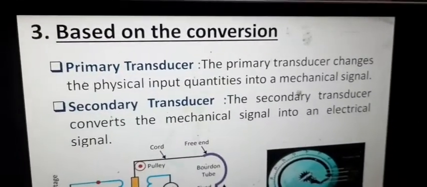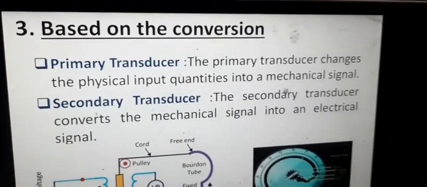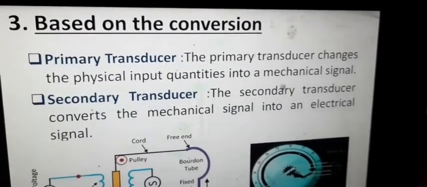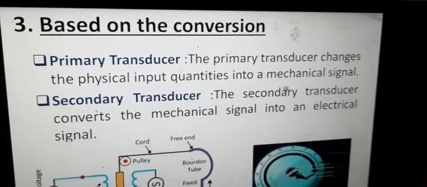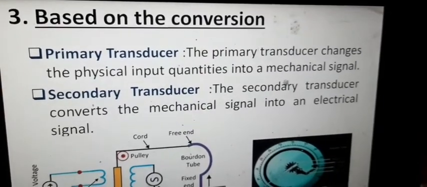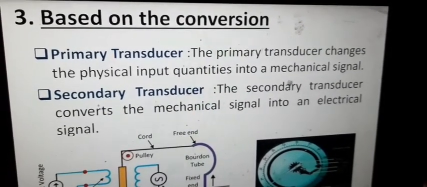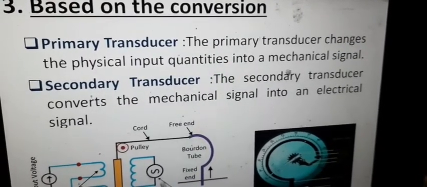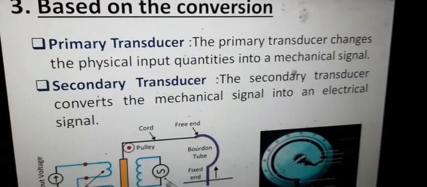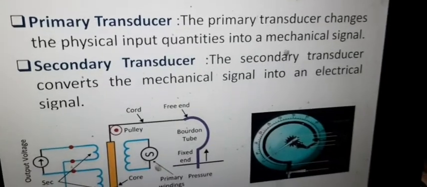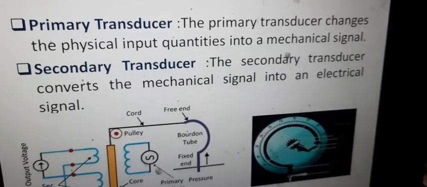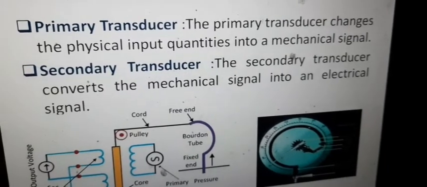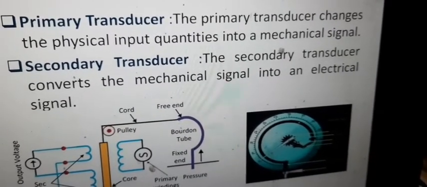Next is based on the conversion. According to that, we call it a primary transducer or a secondary transducer. So what happens in the case of a primary transducer? A primary transducer changes any form of quantity into a mechanical signal. But a secondary transducer converts the mechanical signal into an electrical signal.